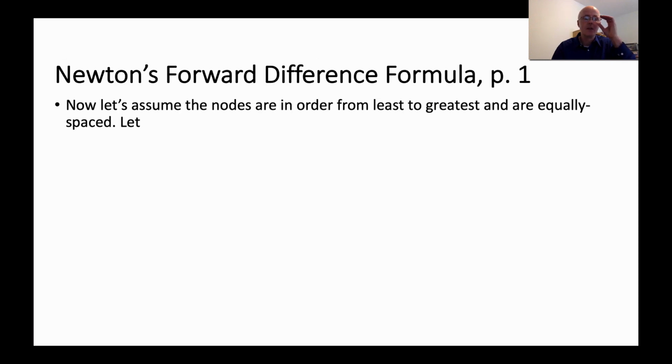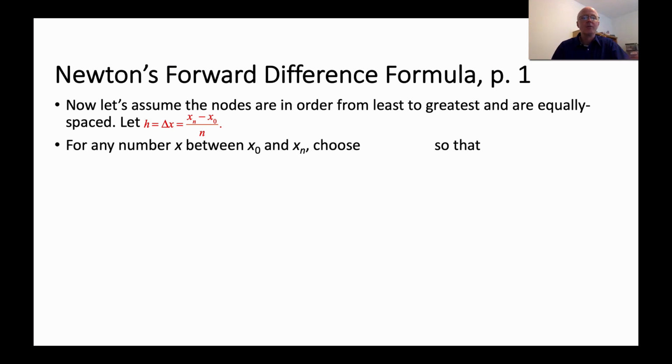This formula assumes that the nodes are in order from least to greatest, x0 through xn, and are equally spaced. In divided differences in general, the nodes don't have to be equally spaced. We're going to let h be delta x, which can be computed as xn minus x0, the length of the entire interval, divided by n, the number of subintervals. For any number x between x0 and xn, choose s. This s is the key thing we want to think about here, and I'm going to make a drawing showing you what s represents, so that x equals x0 plus s times h.